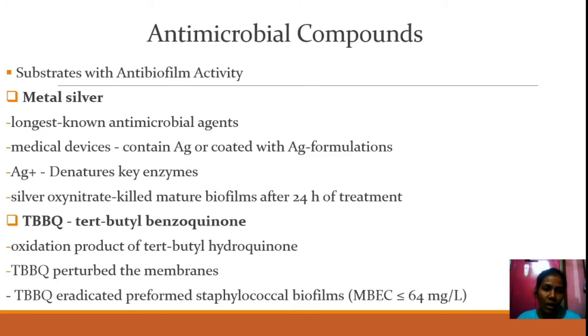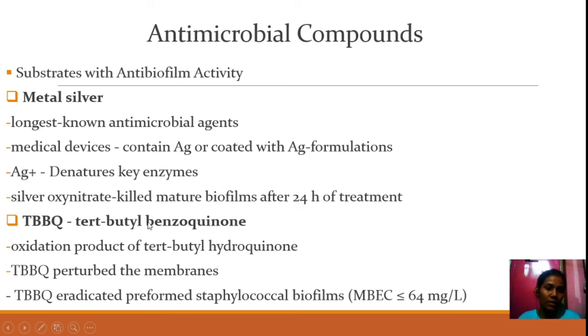The other two compounds that come under antimicrobial compounds are metal silver and TBBQ. Metal silver is the longest known antimicrobial agent, from ancient times. The Ag+ radical denatures the key enzyme, and hence research has tried to develop medical devices which will contain Ag, or at least be coated with Ag formulations, and they are effective in killing biofilms after 24 hours of treatment.